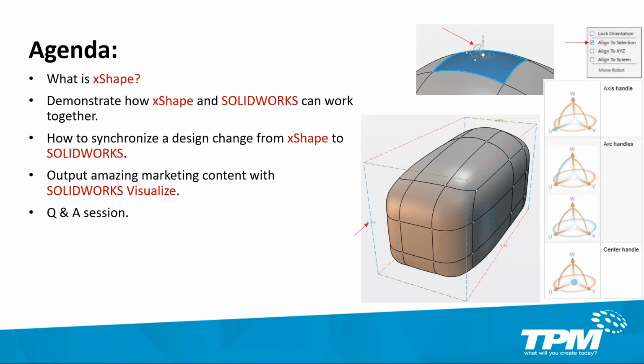Once the model is completed, I will open the file within SOLIDWORKS and create an assembly where you can add additional components required for manufacture. Then, I will simulate a change request from marketing and return to xShape to make the modifications to the design. When completed, return to SOLIDWORKS and update the assembly with the new revised model. At the end, I will wrap up the presentation with a few examples of the finished model rendered with SOLIDWORKS Visualize and open it up for any questions at that time.